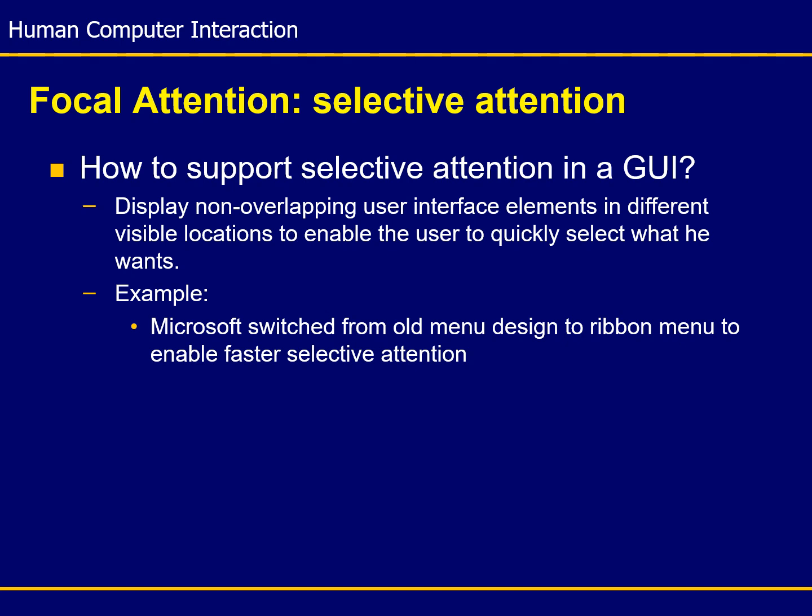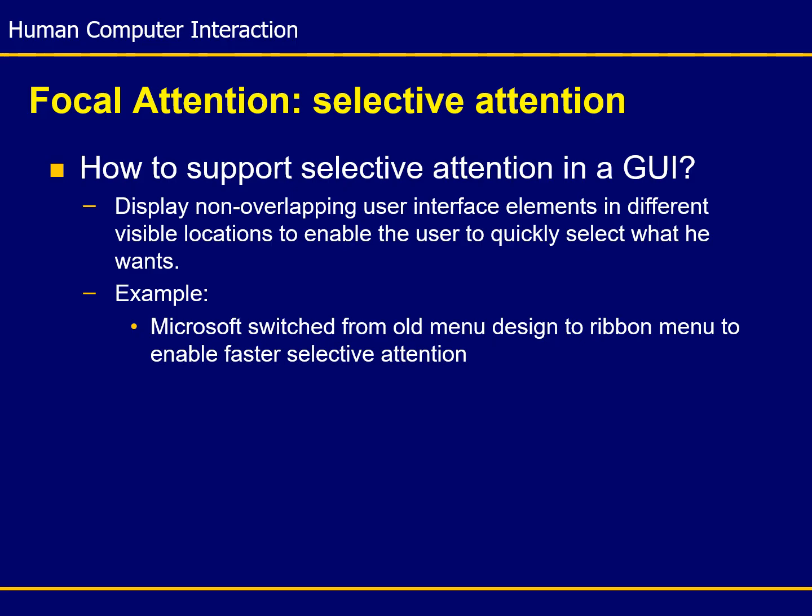Now, how do you support selective attention in the GUI? Okay, you display non-overlapping user interface elements in different visible locations to enable the user to quickly select what he wants. Okay, so again, I'm going to read it. Display non-overlapping user interface elements. They have to be non-overlapping because you don't want the user to spend time trying to set them apart to be able to select from them.